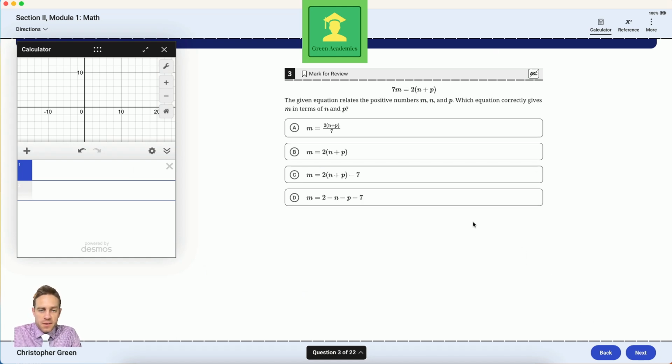The given equation relates the positive numbers m, n, and p. Which equation correctly gives m in terms of n and p? Well, in this case, to solve for m as in Mary, all you need to do is divide both sides by 7. So you can tell just looking at it, the right-hand side stays the way it is, except that you put a 7 in the denominator, which is just a.